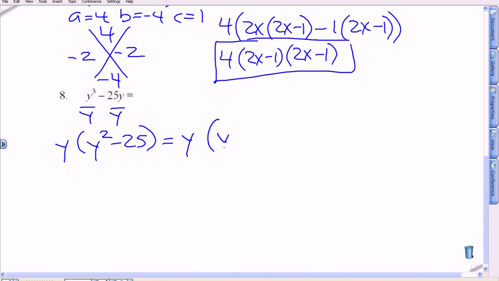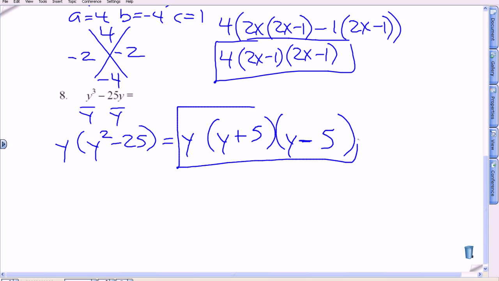The square root of y squared is y. The square root of 25 is 5. And I'll do plus minus, or minus plus. Remember, the order of those signs does not matter because multiplication is commutative. So whether or not y plus 5 is first or y minus 5 is first does not matter.